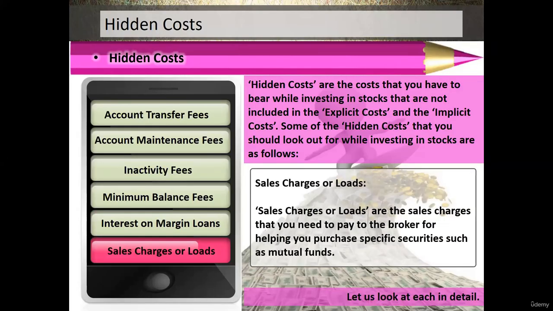Then sales charges or loads. That is, whatever securities you have purchased, when you sell them to get some profit, there will be a load over that.